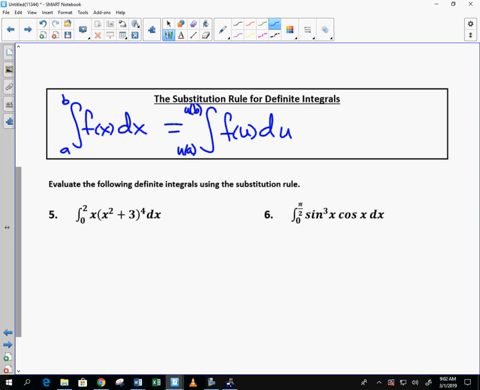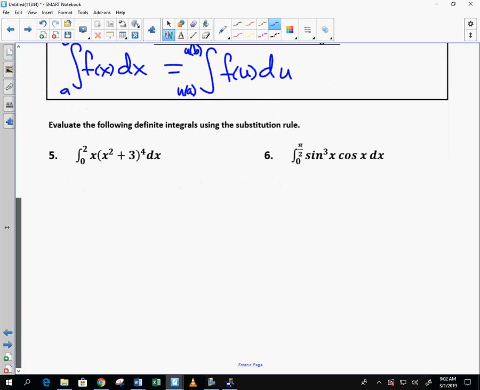Are you ready? Okay, we're going to try to evaluate the integral from 0 to 2 of x times (x squared plus 3) to the 4th power dx. Now, the challenge for you is to sometimes figure out when do I just do a normal antiderivative and when do I use substitution. Anytime you have a product like this, that's a pretty good indication that you're going to have to use substitution. If you look at it and think, if I were to take the derivative, I'd have to use the chain rule or the quotient rule or the product rule, that chain rule piece is a really good indication that substitution might be required.